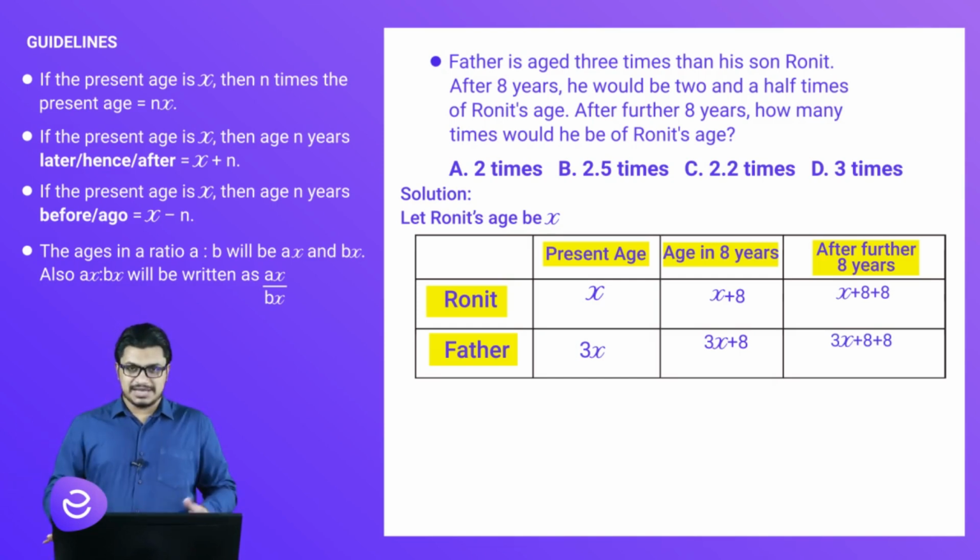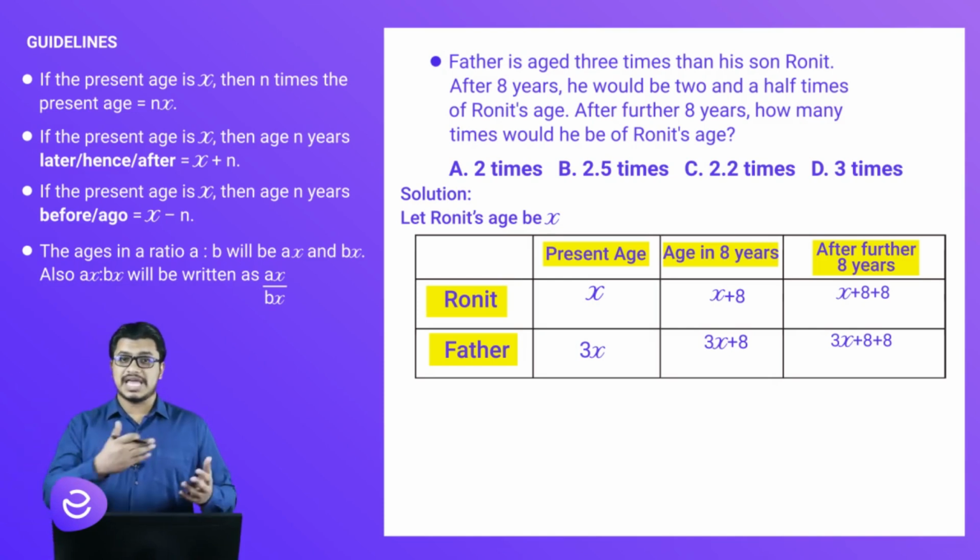So here we have a table. As we said before, we have a very clear picture here. We have the present ages of Ronit and father. We have the ages of Ronit and father after 8 years. We have the ages of Ronit and father after further 8 years, means 8 plus 8, after 16 years. So we have a picture here.